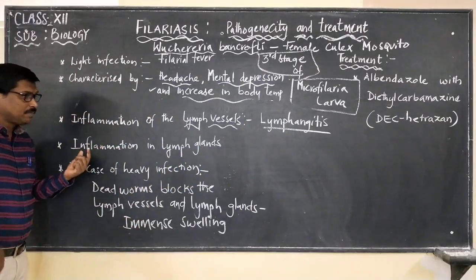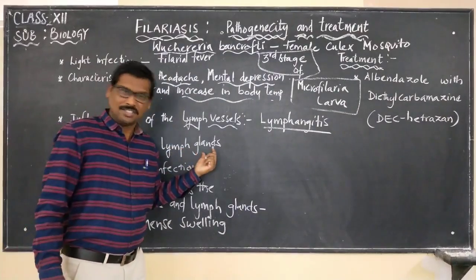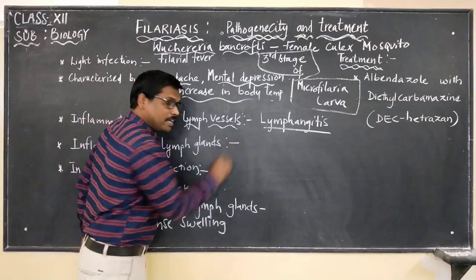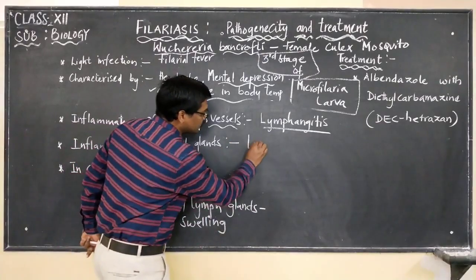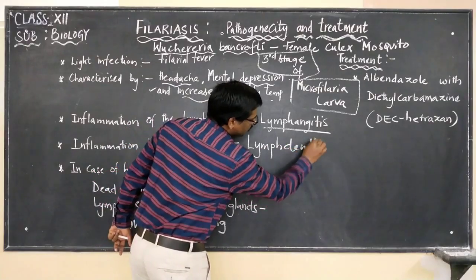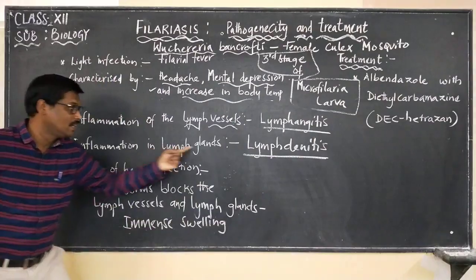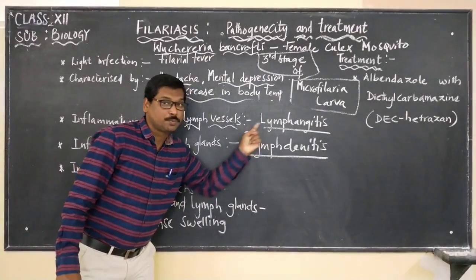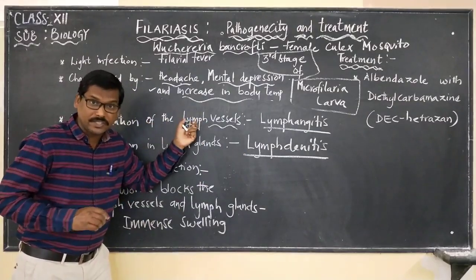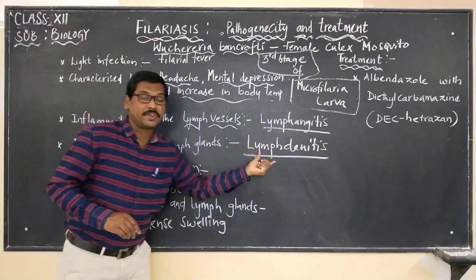At the same time, it also causes inflammation in the lymph glands. Inflammation of lymph glands is called lymphadenitis. So you have to remember these words without confusion. If it is inflammation of lymph vessels, lymphangitis. If it is inflammation of lymph glands, lymphadenitis.